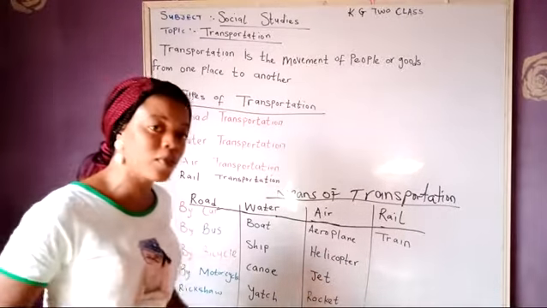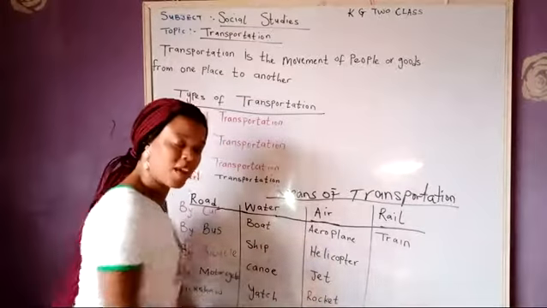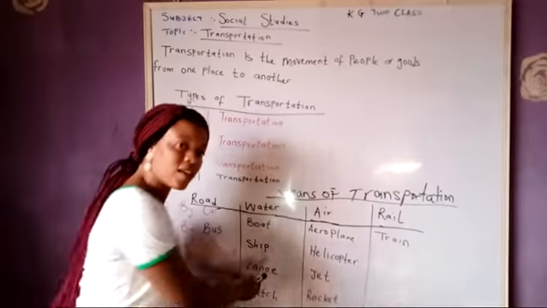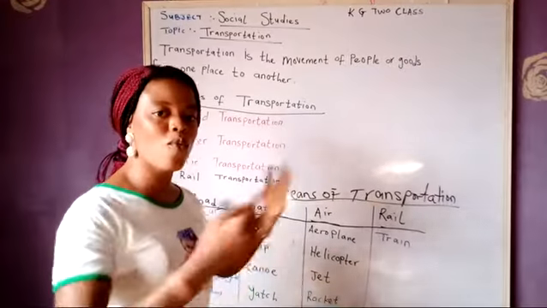So the means of road transportation are things that move on the road. What are those things that move on the water? You have boats, they move on the water. You have your ship, it moves on the water. You have your canoe, which moves on the water. Then you have your yacht, which also moves on the water.